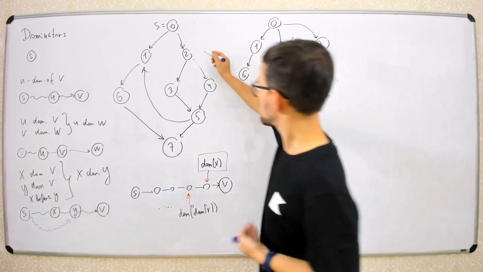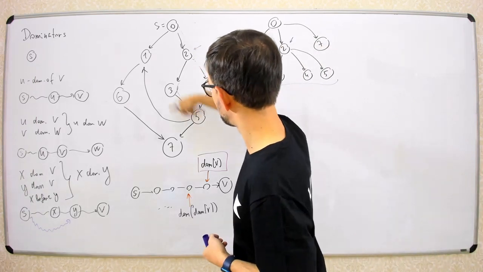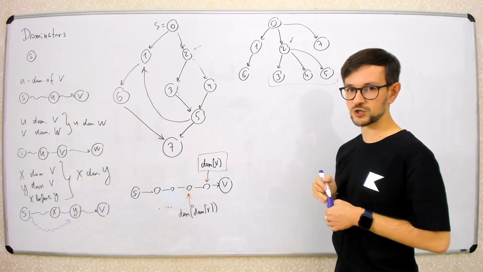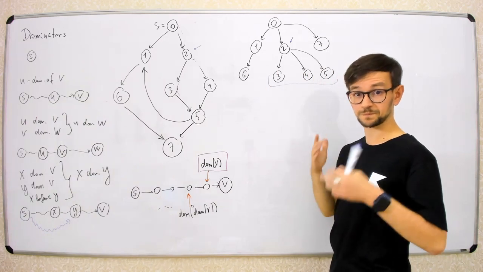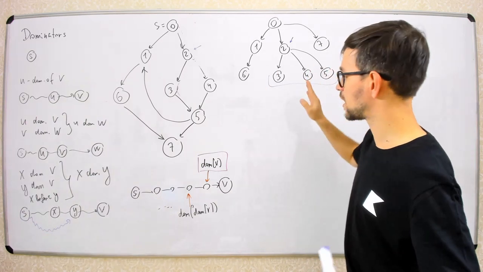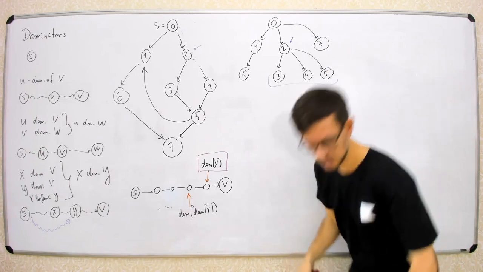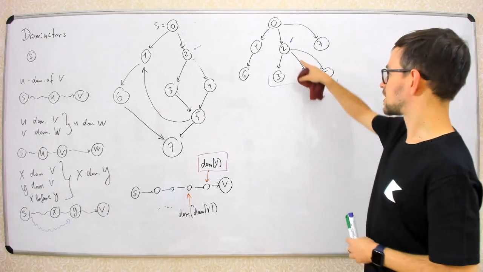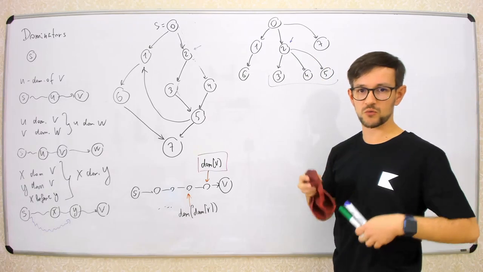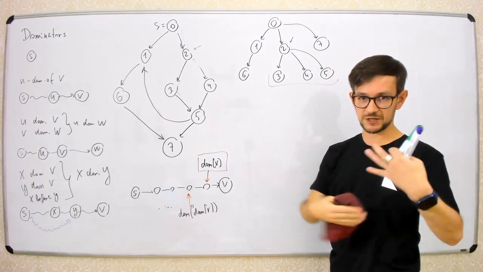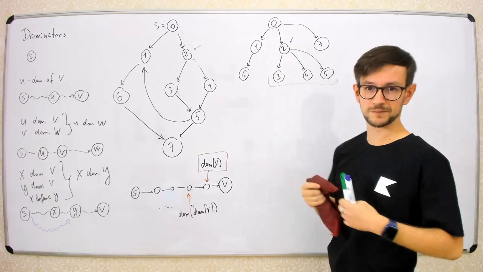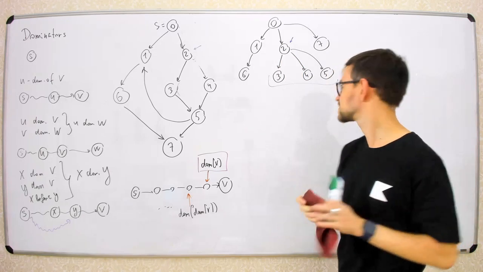So we may see actually that if we remove this node, all this region of the graph will be inaccessible. So this is why we actually need these dominator trees, just to show you some interesting points in your graph which are important for the connectivity from this node S. Kind of like this, okay.